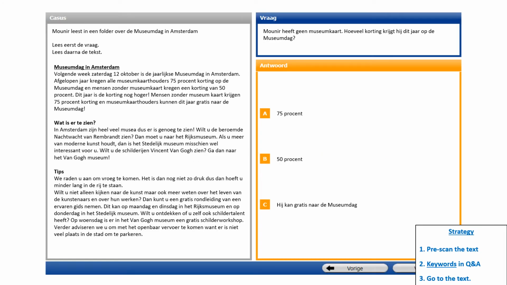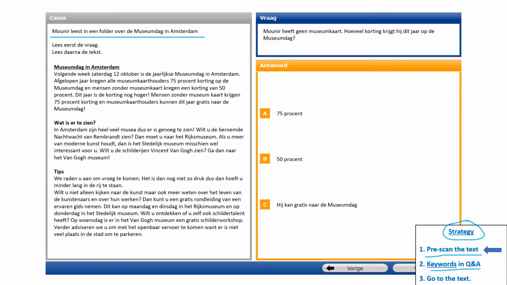Alright, so this is the text that we will be applying the strategy to. And as you can see on the right below, there's the strategy with the 3 steps. And so we can start with the first step, which is to pre-scan the text. When you pre-scan the text, you should read the sentence on the left top of the screen, which is the context description. And here it says, Mounir leest in een folder over de Museumdag in Amsterdam, which means Mounir reads in a folder about the Museum Day in Amsterdam. So this is clearly an informative text that is written for anybody who is interested in the Museum Day in Amsterdam.